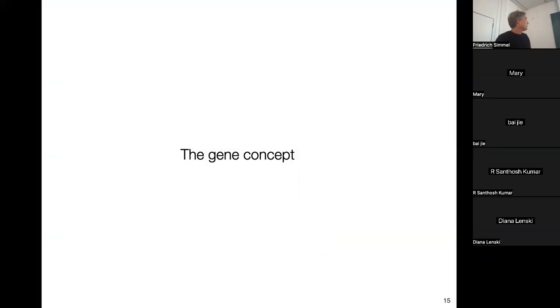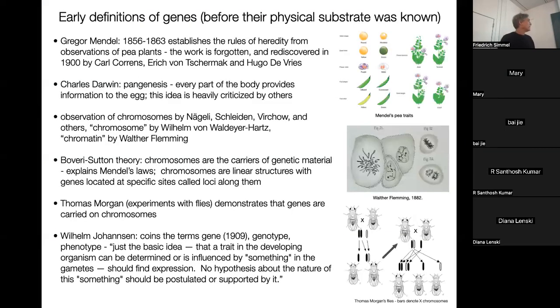So in a sense, it was now kind of clear that DNA somehow had to do something with genes, and also the structure of DNA is clear, but the concept of genes itself is actually not so easy, and it has changed over time. There is also kind of a redefinition of the concept of a gene in the last years, and I'm going to talk about this in a few slides.